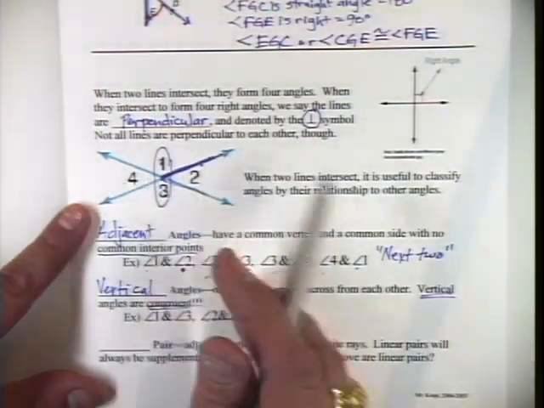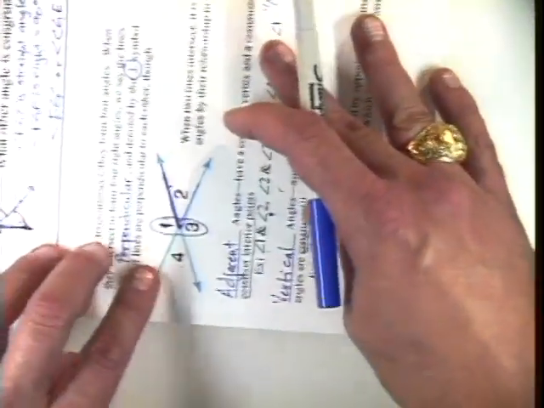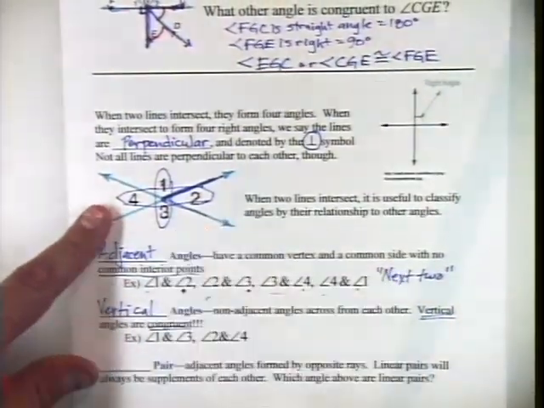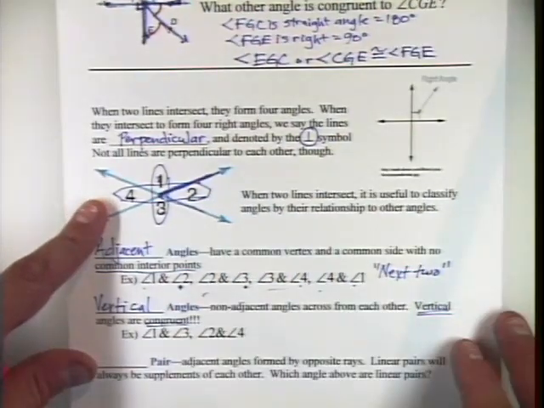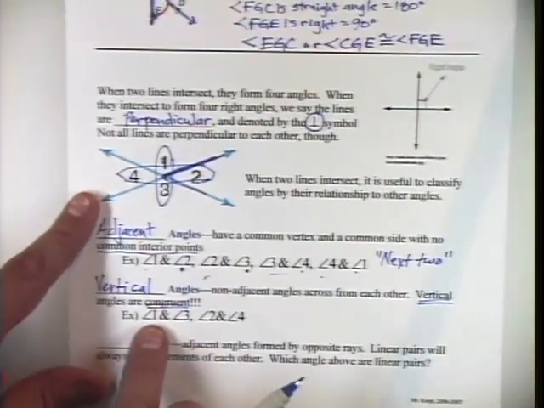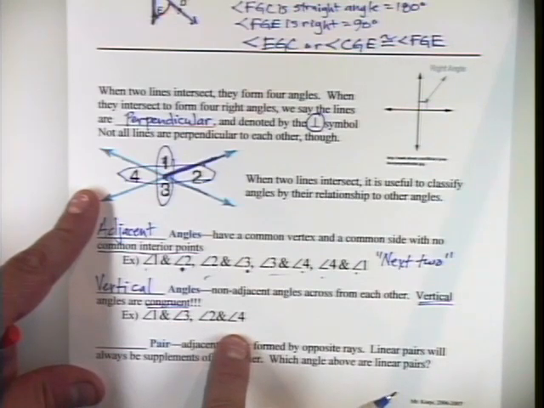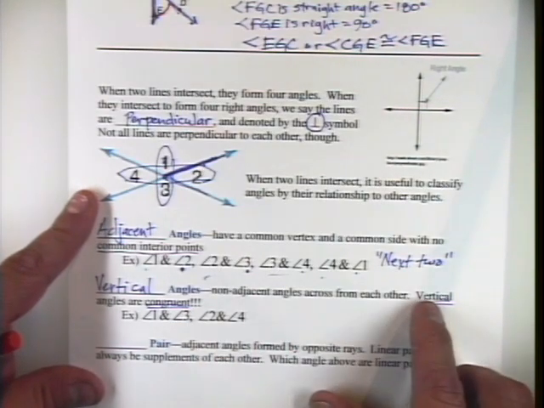Now, of course, I can turn my paper sideways, and I can do the same little vertical trick. 2 and 4 are directly across from each other, and even though they're horizontal in this case, we do call them vertical angles, and they're also congruent. So basically, angles 1 and 3 are vertical and they're congruent. Angles 2 and 4 are across from each other. They're vertical angles, and they're congruent.